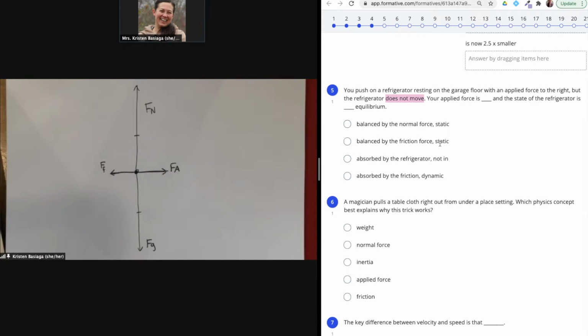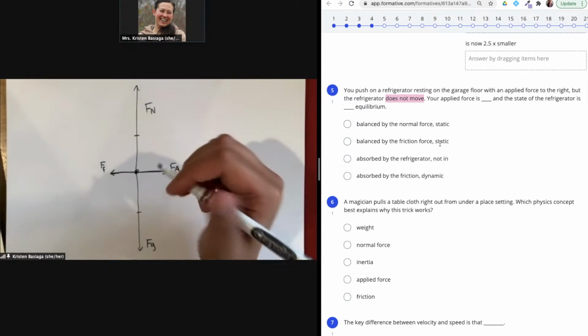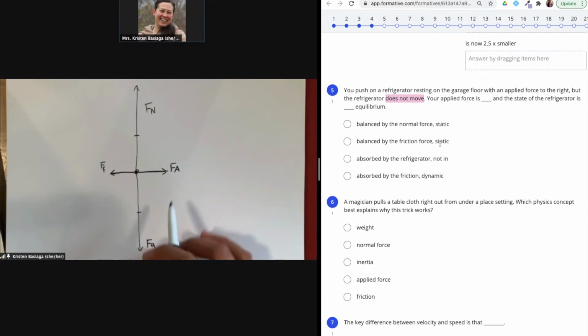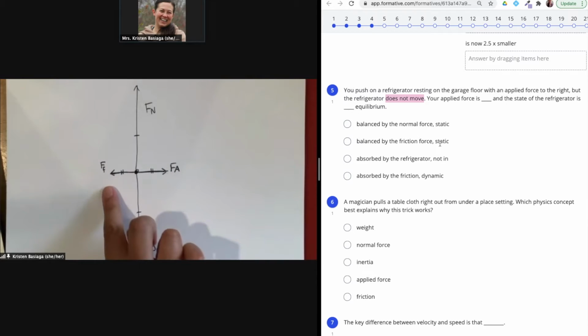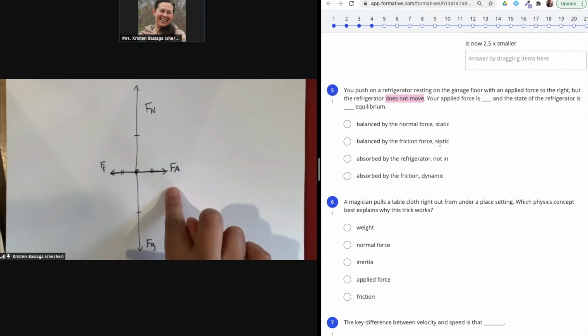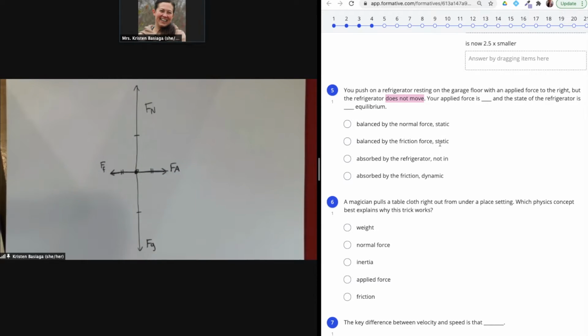So in this case, if this is going to be in equilibrium, the forces that pull up balance down, the forces that pull right balance left. So friction is balanced by the applied force, and this is in static equilibrium.